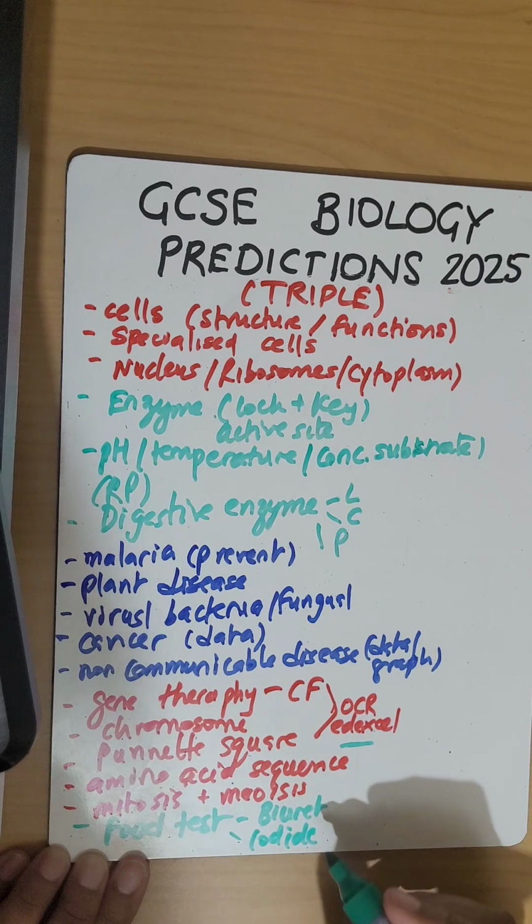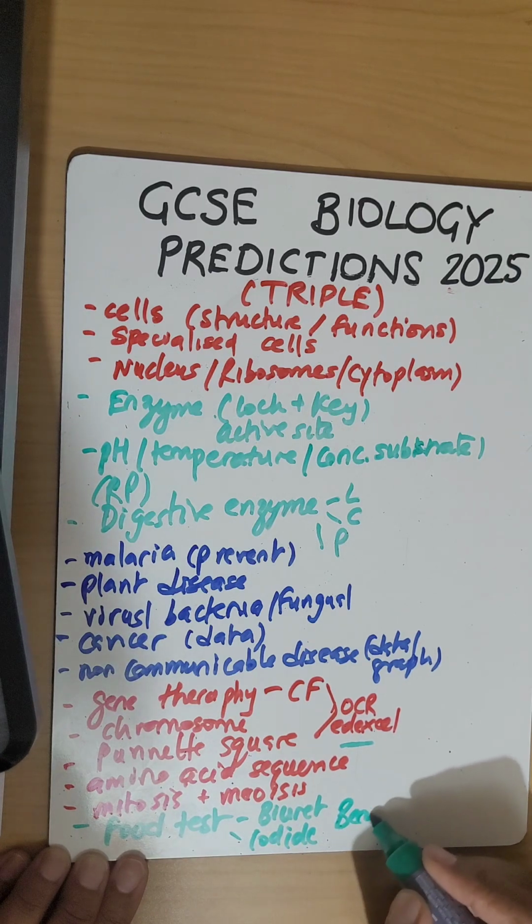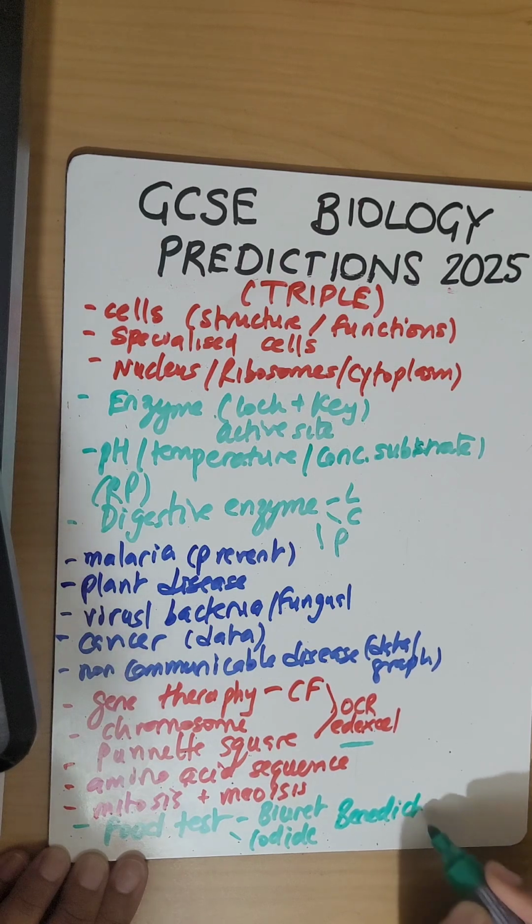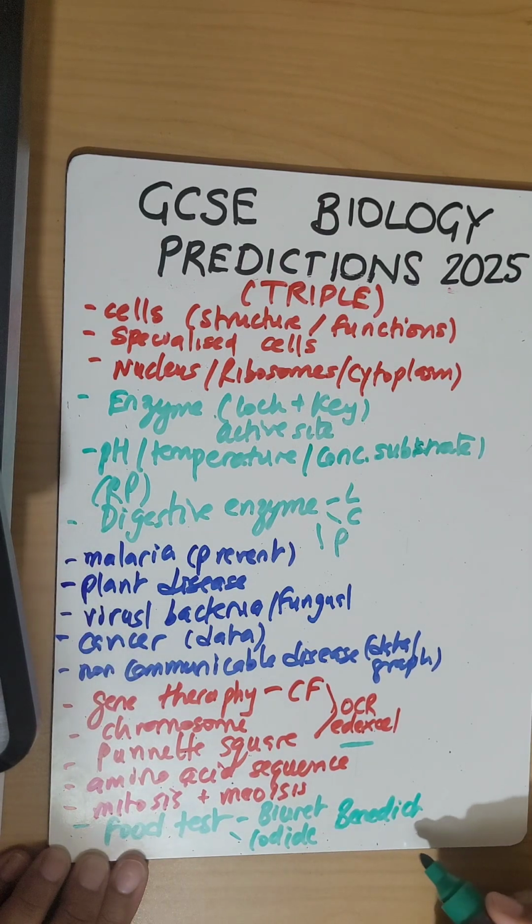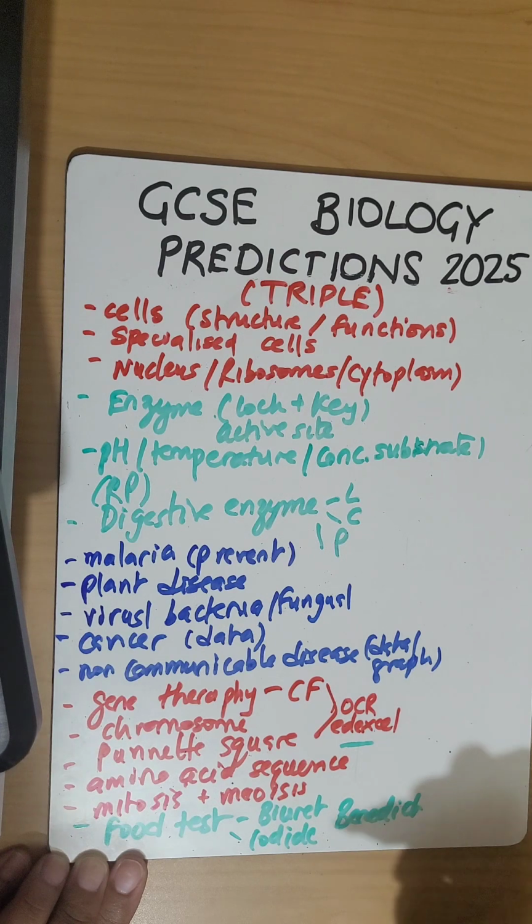You also have the Benedict's solution. Benedict's is basically, if you've got glucose, it will change color from blue to green, yellow, orange or red, any of those shades. So you heat it up. There is a required practical linked to that.